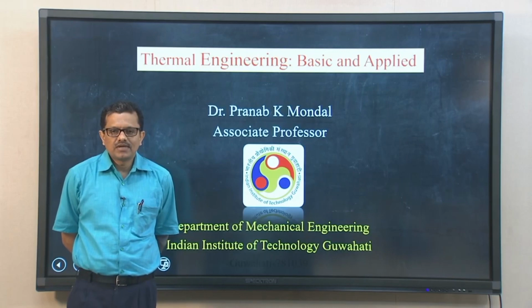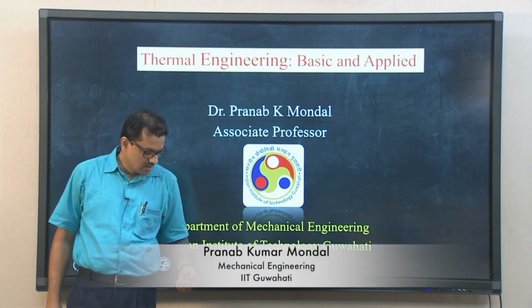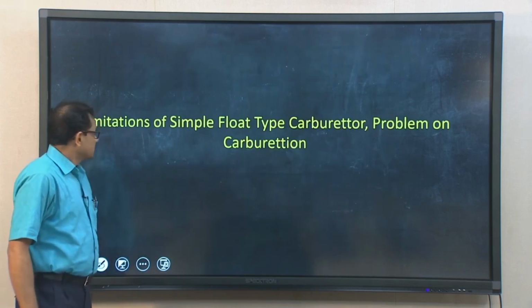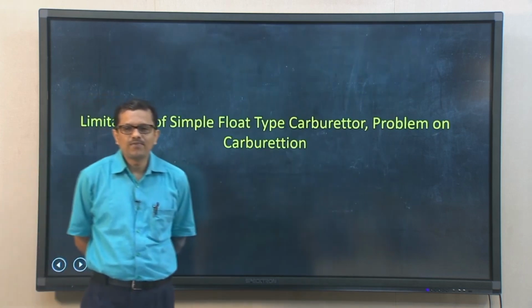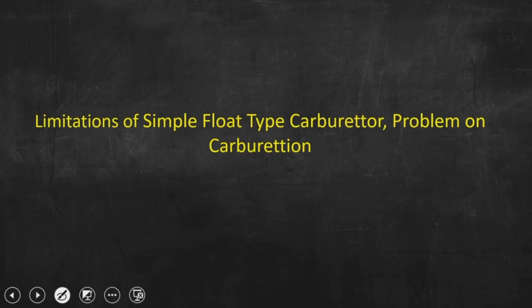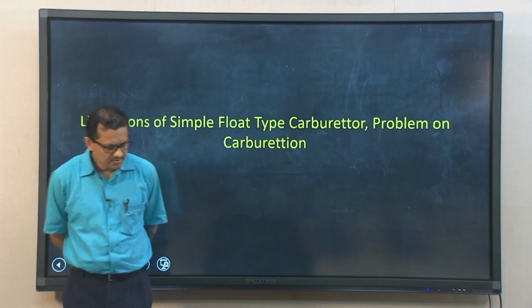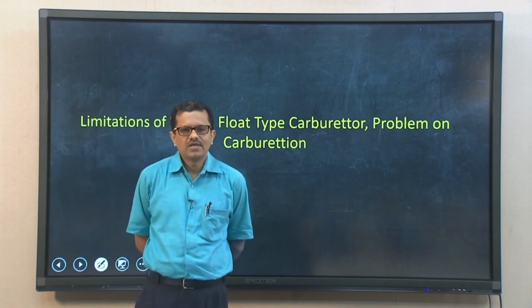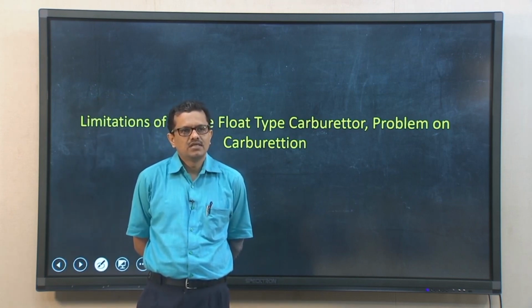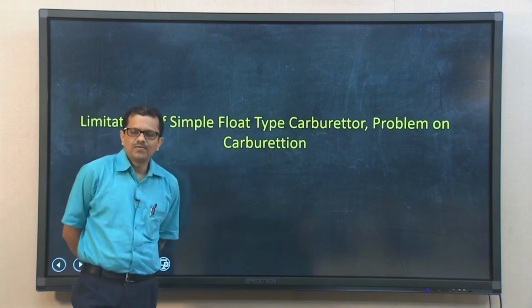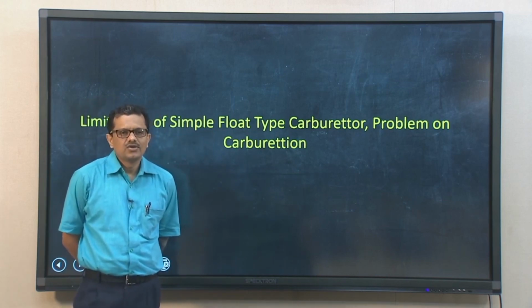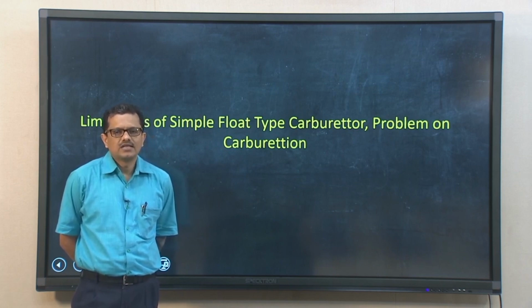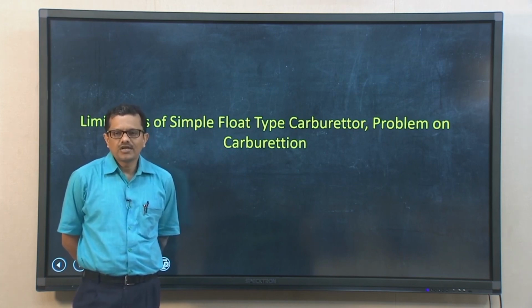I welcome you all to the session of Thermal Engineering Basic and Applied, and today we shall discuss the limitation of a simple float type carburetor, and then finally we will solve two problems from the carburation part. Now, if we try to recall, in the last class we discussed the operation of the simple float type carburetor, and we could establish the expression of mass flow rate of fuel and mass flow rate of air.